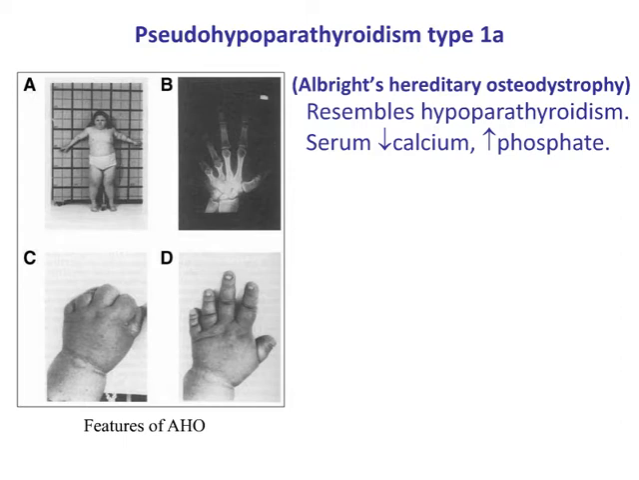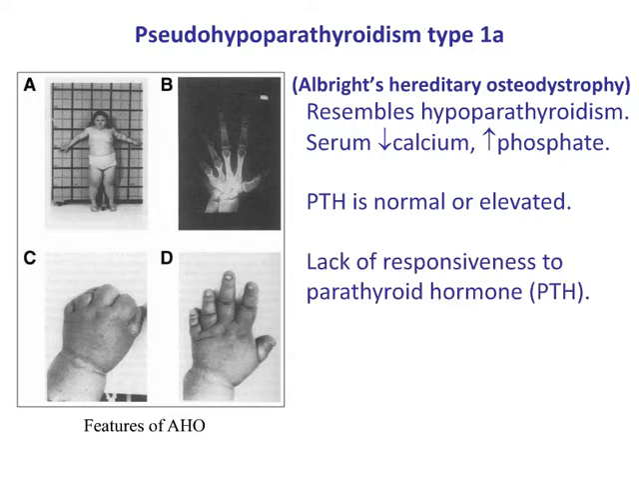Patients with pseudohypoparathyroidism have low serum calcium and high phosphate levels, yet their parathyroid hormone levels are appropriately elevated. Persons with AHO display a constellation of clinical features including short stature, obesity, round faces, subcutaneous ossifications, and shortened metacarpals associated with hypocalcemia and hyperphosphatemia. It is caused by a lack of response to parathyroid hormone, rather than a deficiency in parathyroid hormone.